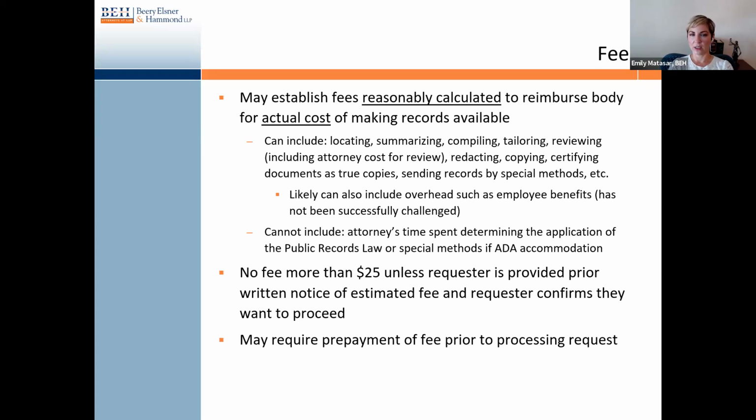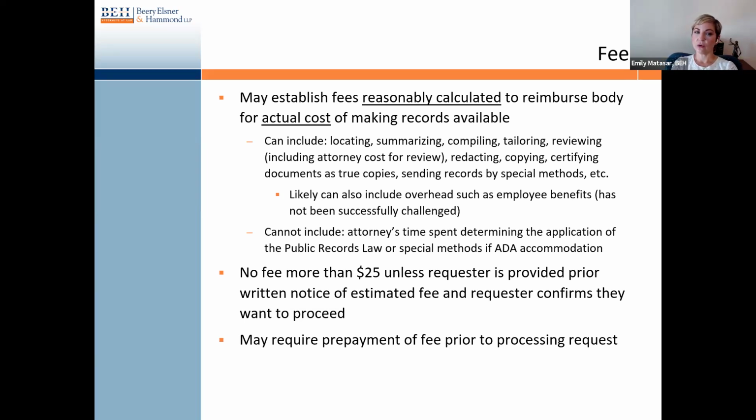So what can you not include? Well, you cannot include the attorney's time spent determining the application of the public records law. So essentially educating ourselves on whether an exemption applies. You can't pass that through to the requester. And our attorneys won't include that if we are doing work for you, reviewing requests. We will segregate that time out. And then you cannot include special methods if they are an ADA accommodation. So you can include sending records by special methods as long as that is not an ADA accommodation.